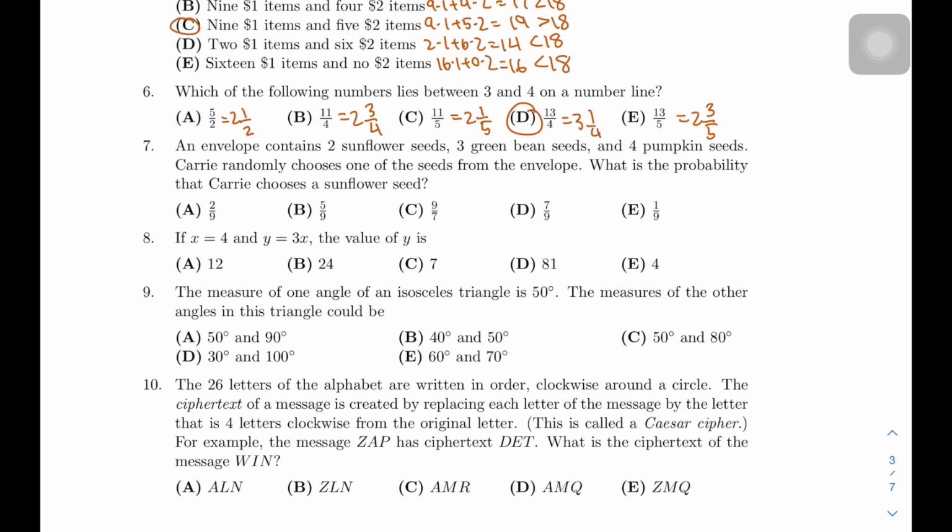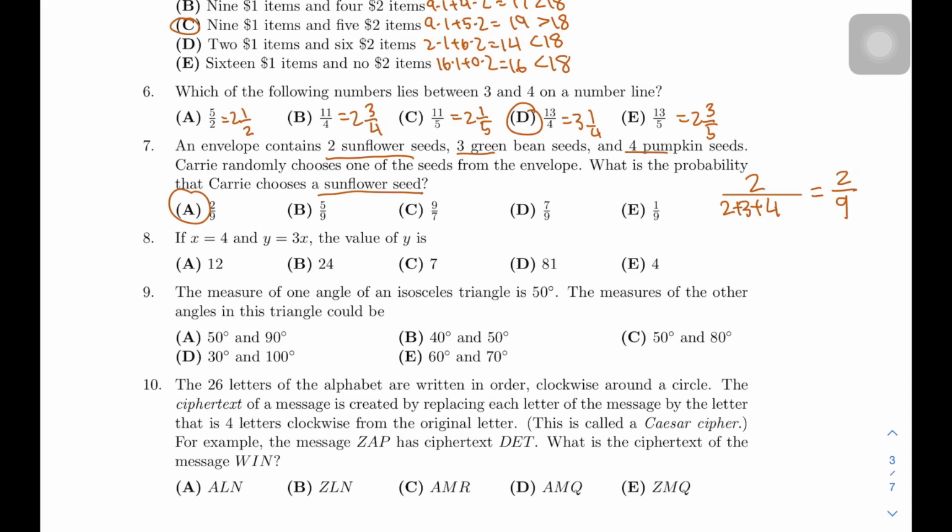Number 7. An envelope contains 2 sunflower seeds, 3 green bean seeds, and 4 pumpkin seeds. Carrie randomly chooses one of the seeds from the envelope. What is the probability that Carrie chooses a sunflower seed? So you want the probability of a sunflower seed, so that's 2 over 2 plus 3 plus 4. So this would equal 2 over 9. So A is the correct answer.